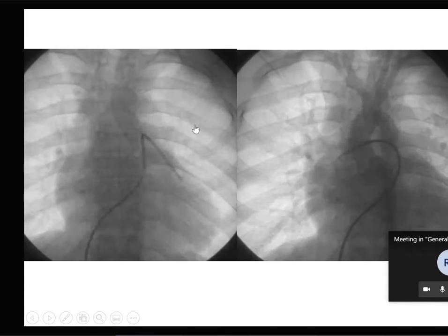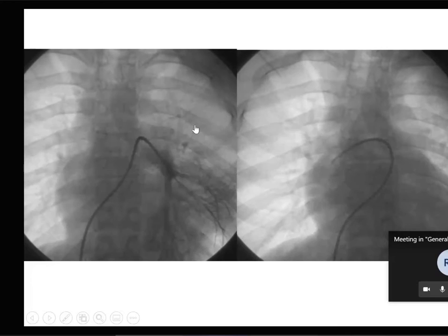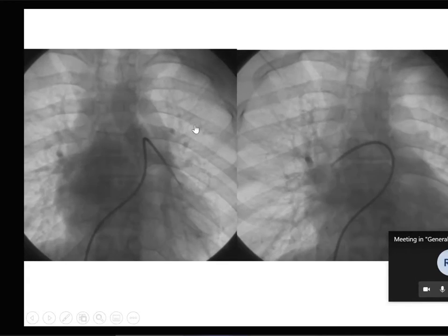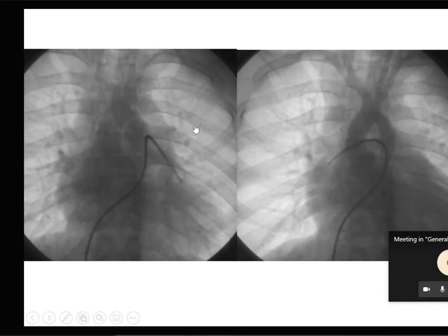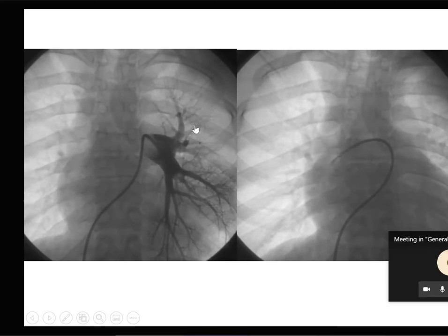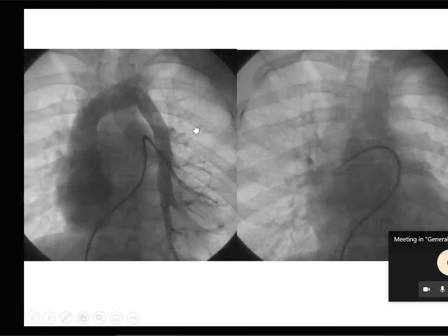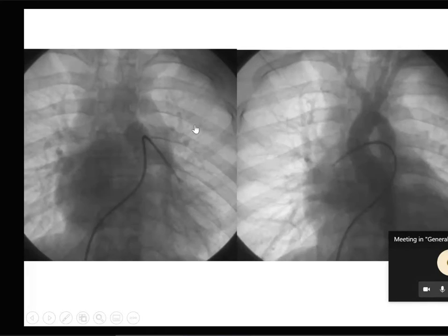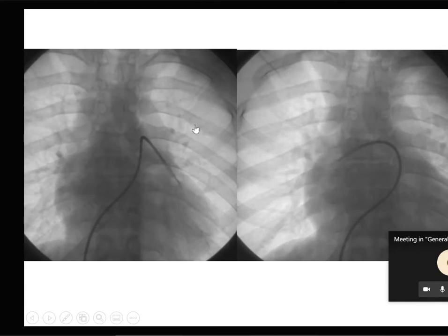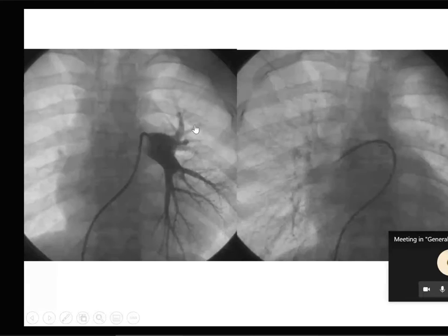Which is the commonest anomalous pulmonary vein? Right pulmonary vein. Right upper. The second commonest? Left pulmonary vein. Left upper. So right upper and left upper are the two common. Left upper is much less common, but that is the second commonest after the right upper. So this is the hemi-anomalous. The whole of the left side is anomalously draining.